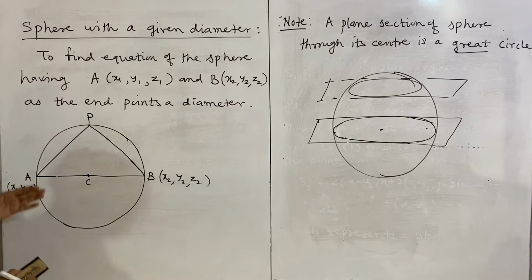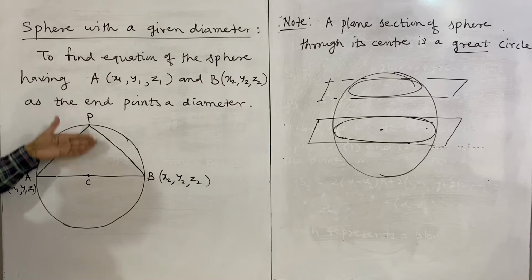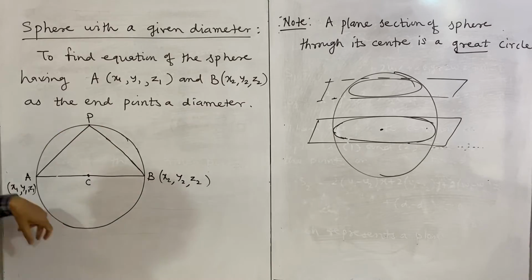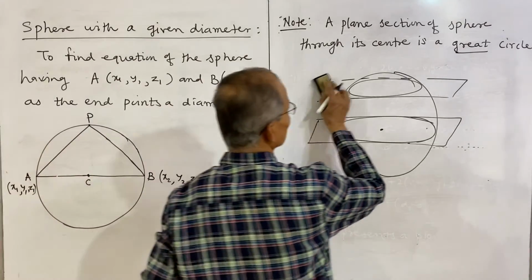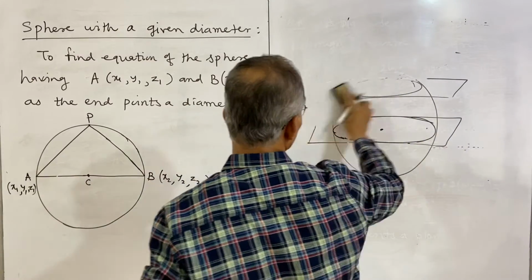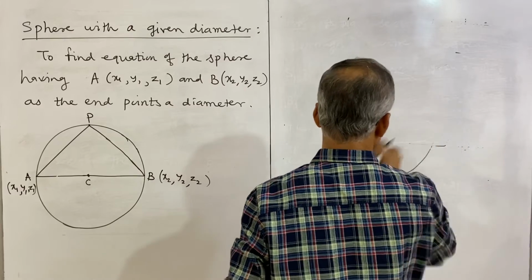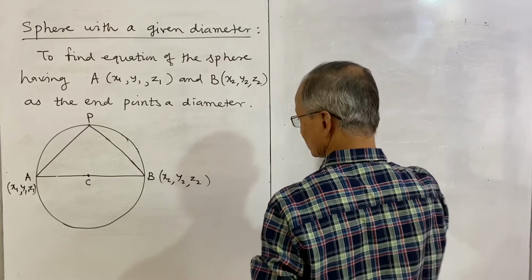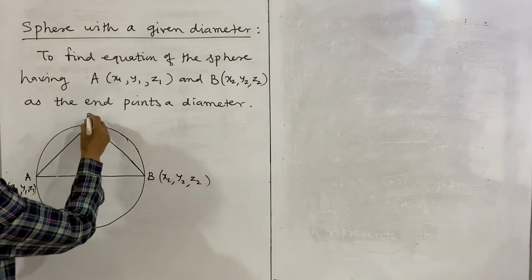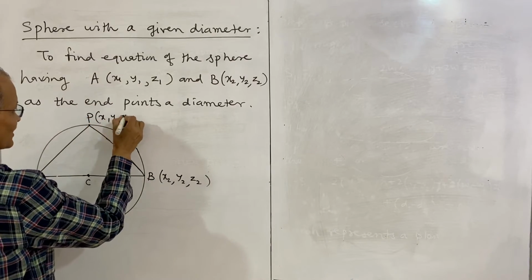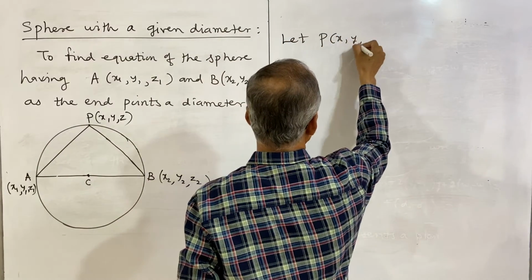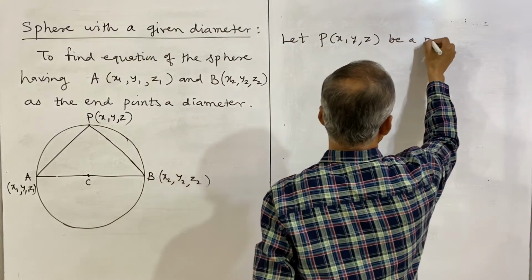So that is a sphere, and that is cut by a plane which passes through the center, and therefore it is a great circle. Now we consider P a point on this circle. Here we will assume P has coordinates x, y, z. Let P(x, y, z) be a point on the sphere.